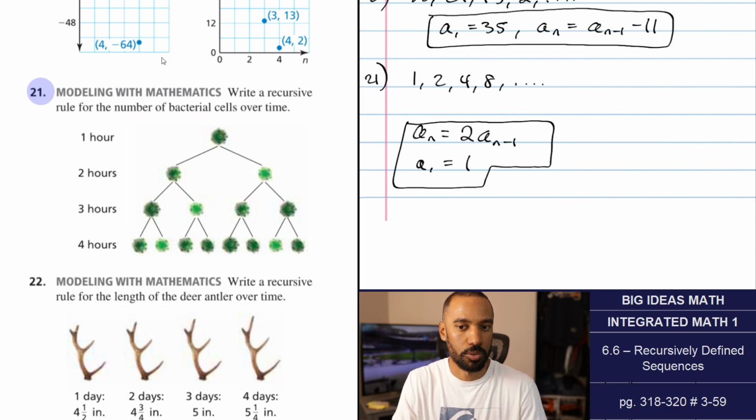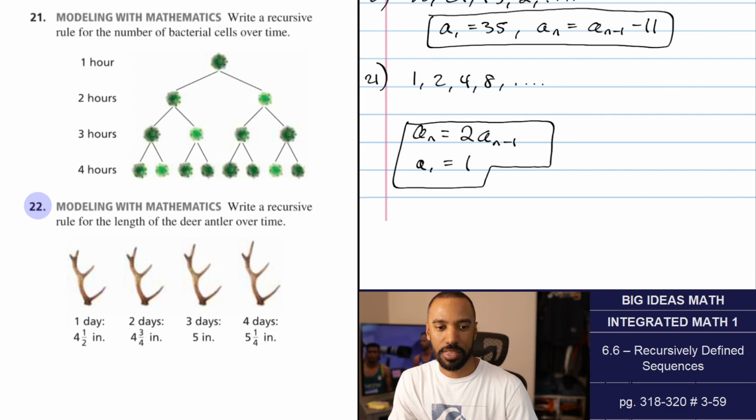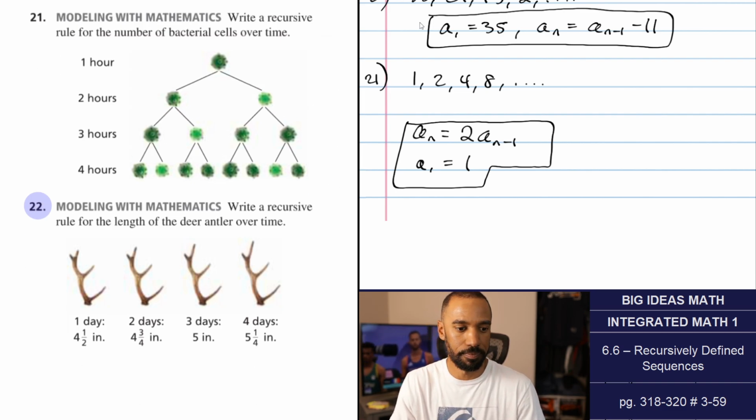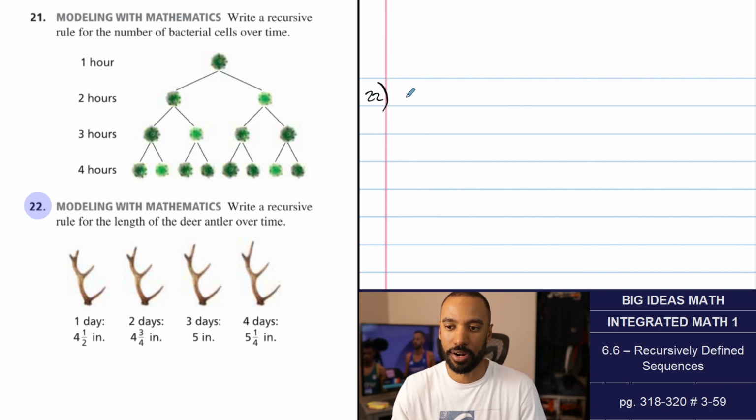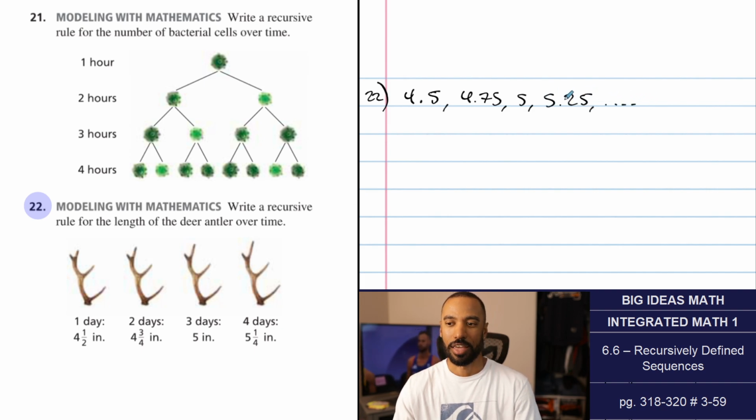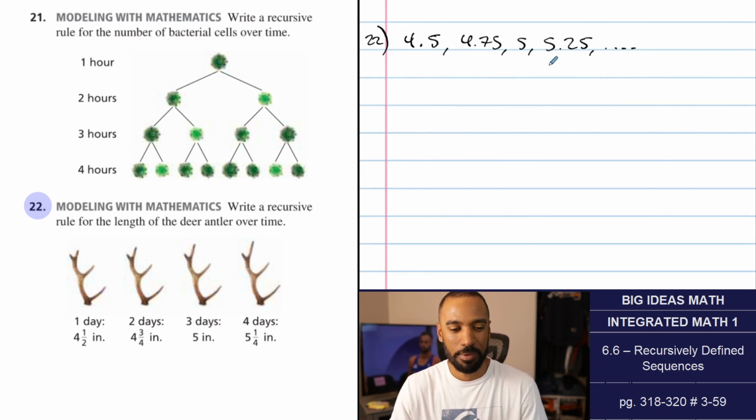On number 22, it says write a recursive rule for the length of the deer antler over time. This is based on number of days. So on the first day is the first term. We have 4.5 inches. I'm going to write 4.5, and then 4.75 inches, and then 5 inches, and then 5.25 inches. I'd rather almost write improper fraction versions. I'm not a mixed number guy.